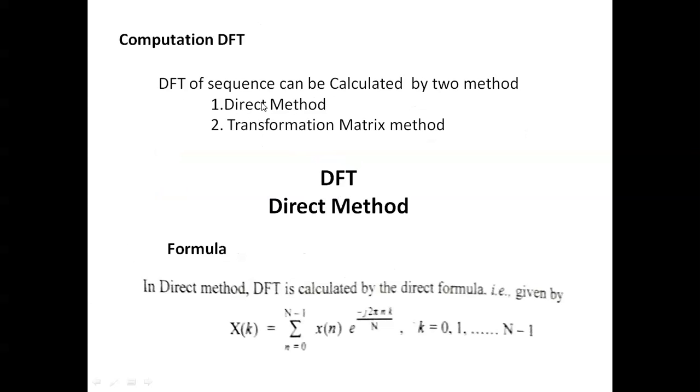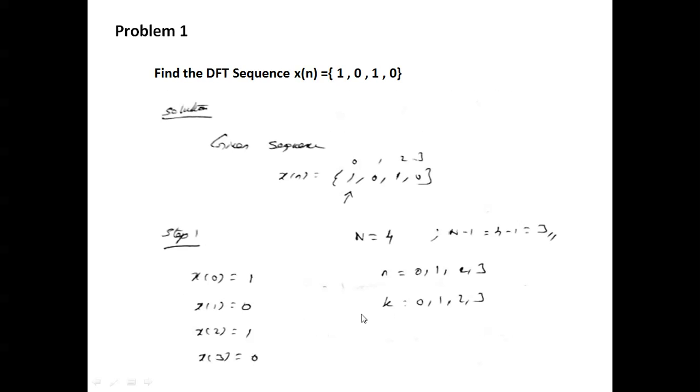So for computation of DFT, there are two methods. One is the direct method, another one is the transformation matrix method. The first one is the direct method. In the direct method, we have the formula X of k equals the summation from n equal to 0 to n minus 1 of x of n e power minus j 2 pi n k divided by n. So this is the formula for the direct method.